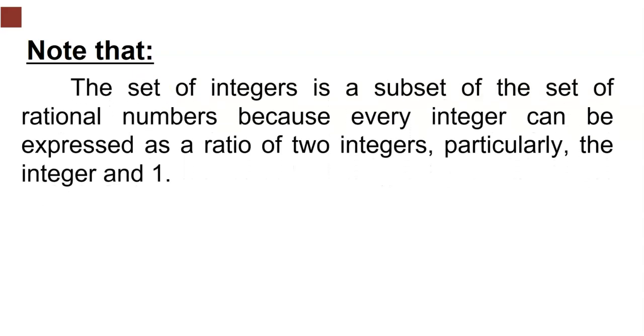Note that the set of integers is a subset of the set of rational numbers, since every integer can be expressed as a ratio of two integers, particularly the integer and 1 itself. So, for example, you have 5 equals 5 over 1.